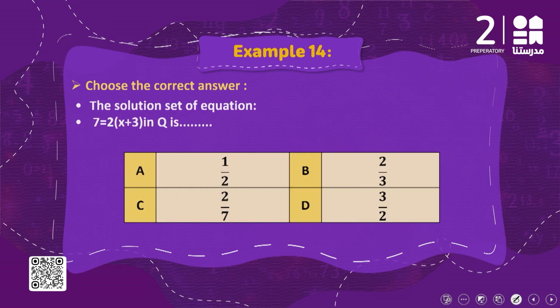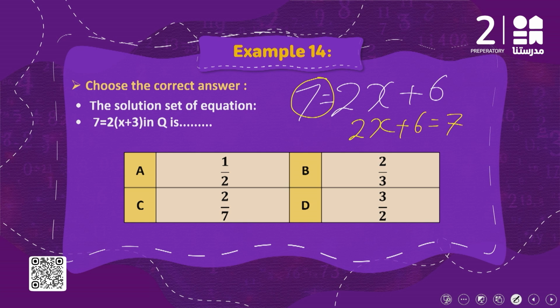Choose the correct answer. Another equation. 7 equal 2 brackets x plus 3. Let's expand the brackets. Take 7 as it is. 2 times x, which is 2x, plus 2 times 3 is 6. Now to solve an equation like this one, sometimes you will be confused if the value after the equal sign will be written here. You can change this to be written here. It's okay. They are right.